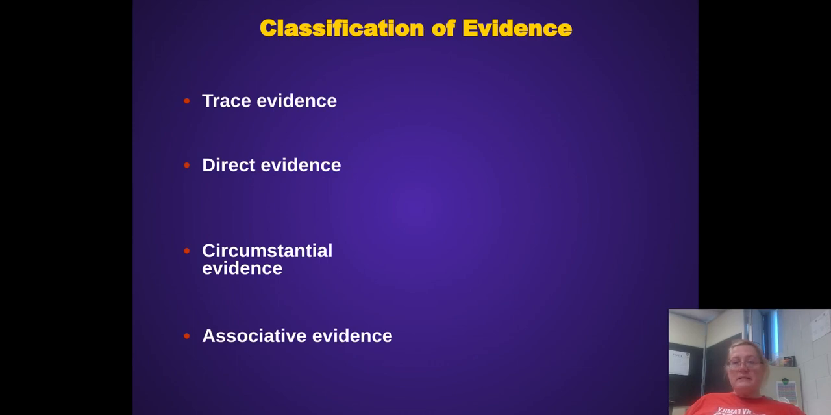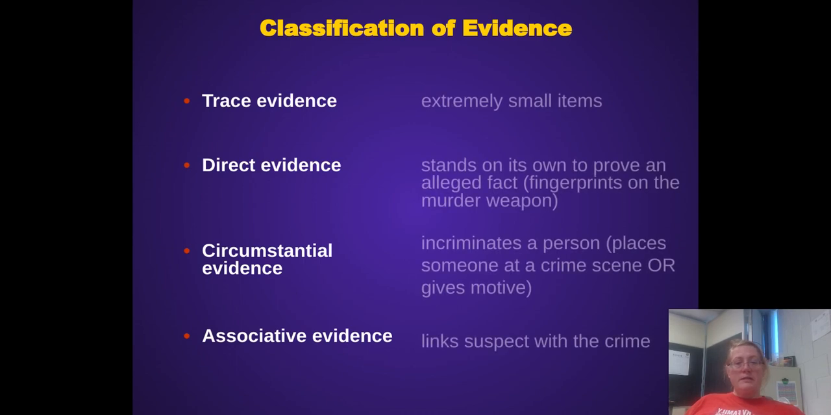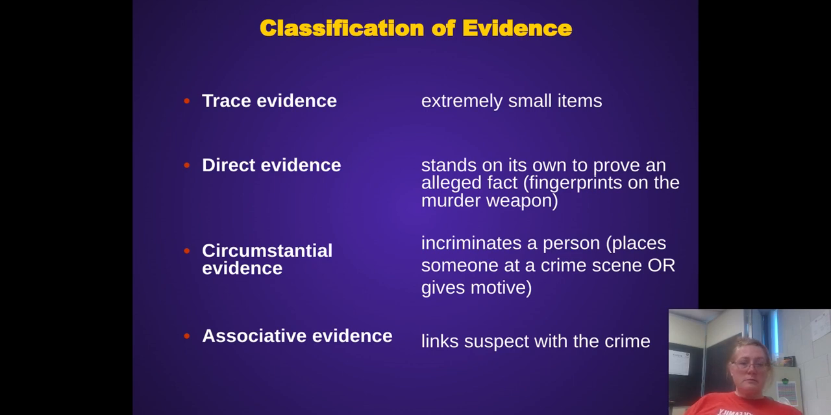There are a lot of different types of evidence. Some may be trace evidence that is circumstantial, or trace evidence that's associative. Trace evidence simply means the small items: anything that you're going to get off the body, left at the crime scene, or left in the person's car. Direct evidence stands on its own and proves the alleged fact. My fingerprints are on the knife that was found in the murder victim. That is very direct evidence.